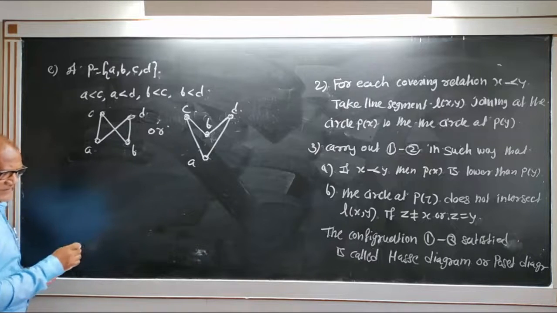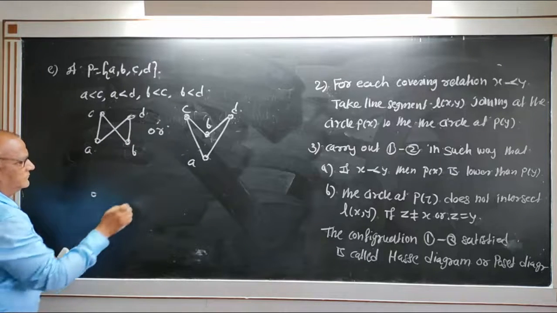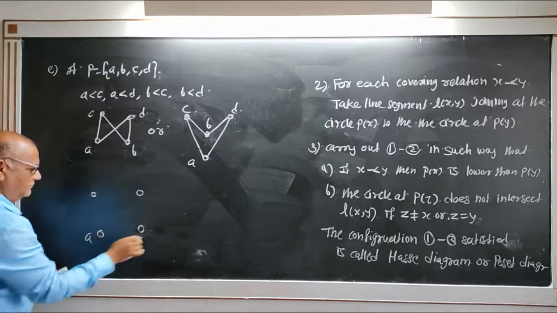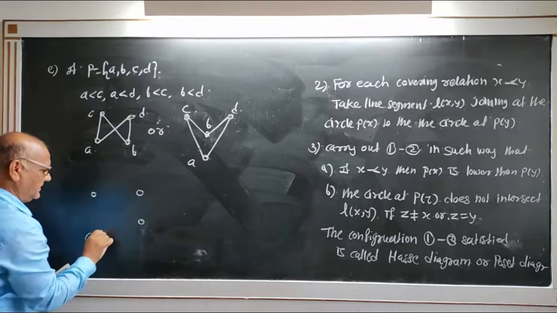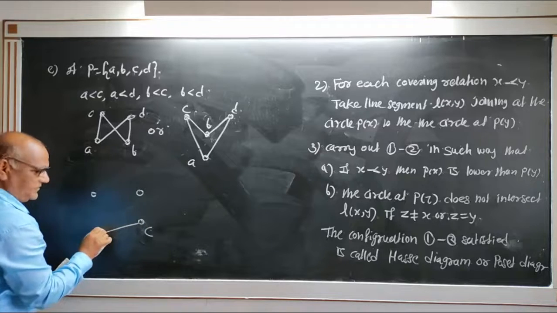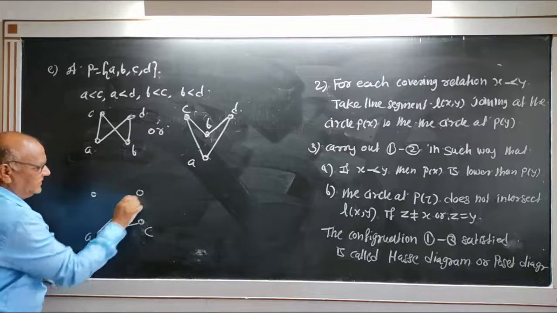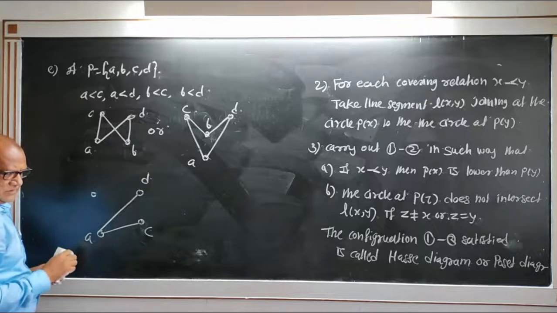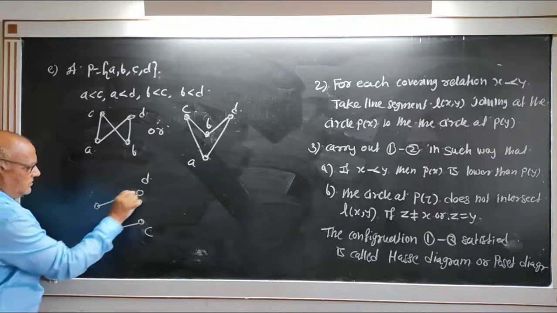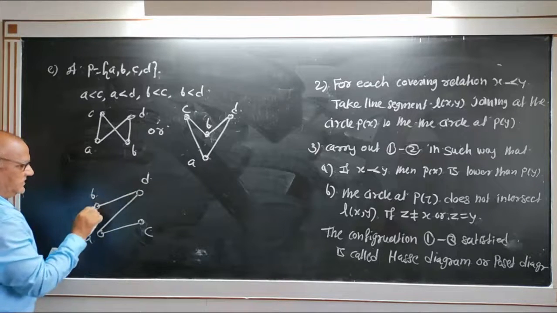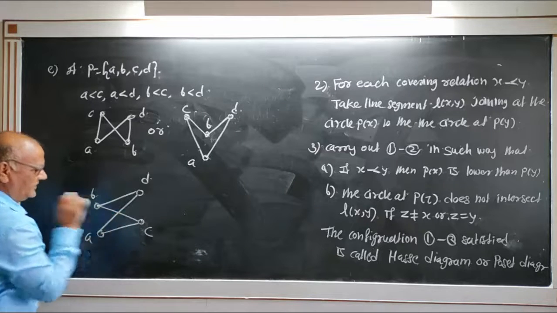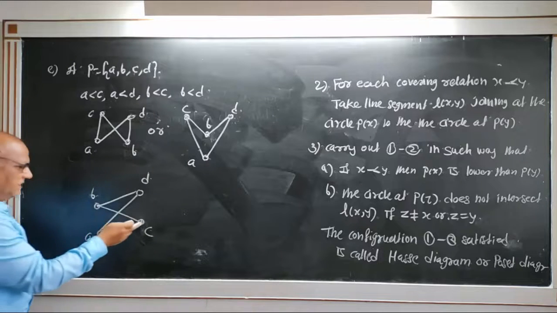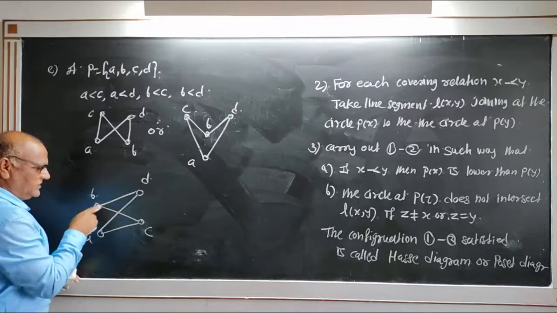Suppose here A is related to C, A is related to D, B is related to D, and here joining C and D. Here, which condition is not satisfied?